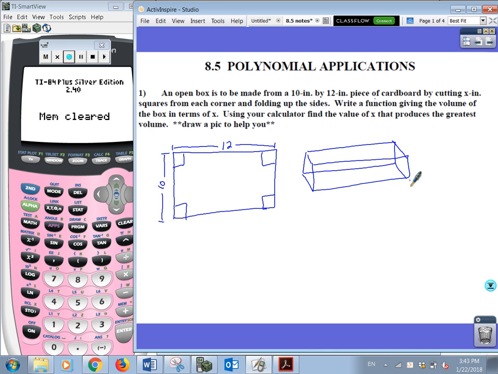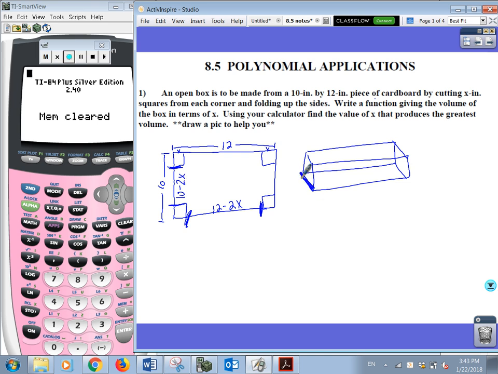Okay, so it's folded up. It does not have a top. It has a bottom. It has 4 sides. So writing a function, originally the piece of cardboard was 10 by 12, but we folded it up. So this was length x and this was length x. Therefore, from here to here is going to be 12 minus each of those x's. And from here to here started out being 10, but we subtracted 2 x's. And so now we have a new length and width.